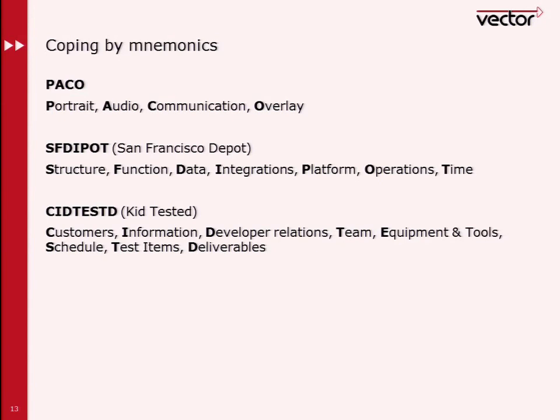This is a mnemonic for test setup. Do you know the customers? Do you have all the information you need? How are your developer relations? Does the developer team like you or not? Are they withholding information? Should you maybe bring sweets? Should they bring you sweets? What's going on there? How's the trust in the team? Do you have all the equipment you need? And so on and so forth. So yeah, mnemonics, great way to come up with testing ideas and things.